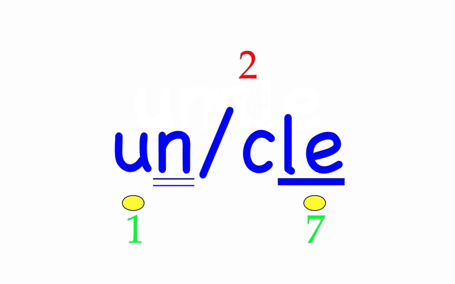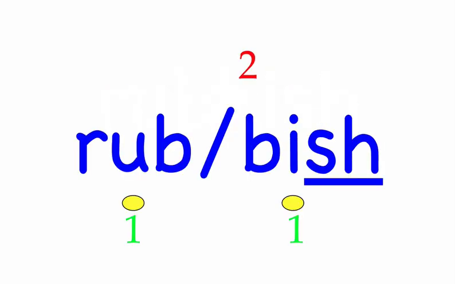Rubbish. There is a pile of rubbish in the backyard. Rubbish. 2 syllables. First syllable rub. 3 sounds. R, u, b. Bish. 3 sounds. B, I, sh. Rubbish. Mark the word.